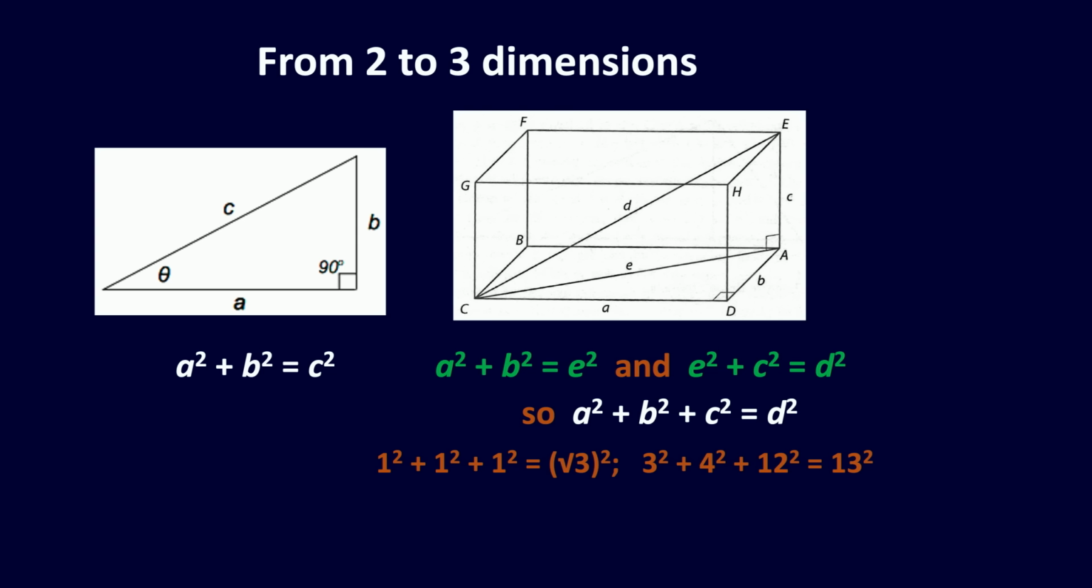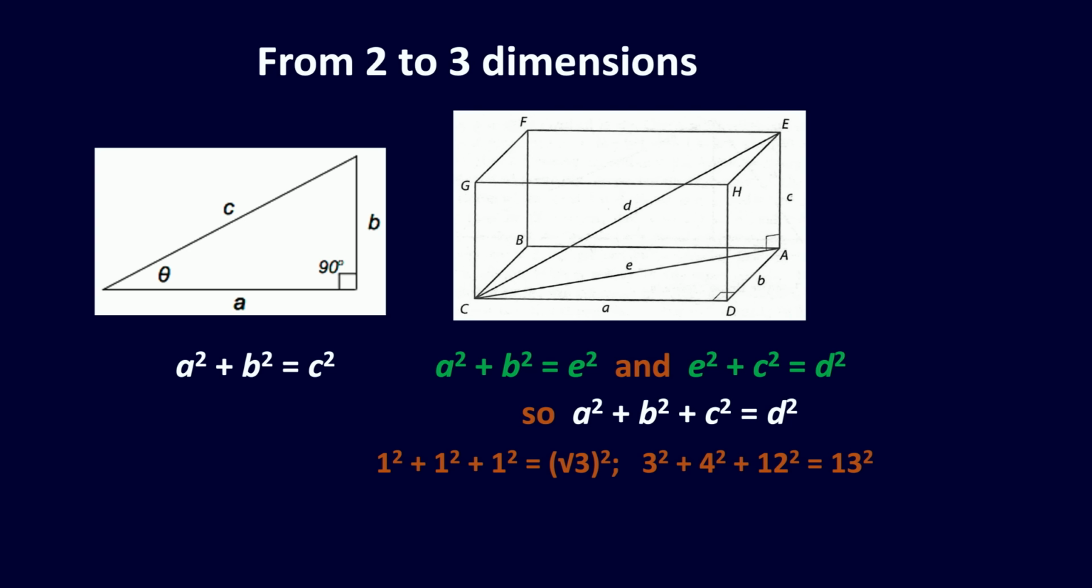Applying the Pythagorean theorem to the right-angled triangle ACD gives E squared is A squared plus B squared. And applying the Pythagorean theorem to the triangle ACE gives D squared equals E squared plus C squared. Eliminating E squared then gives A squared plus B squared plus C squared equals D squared, which is a 3-dimensional Pythagorean theorem.